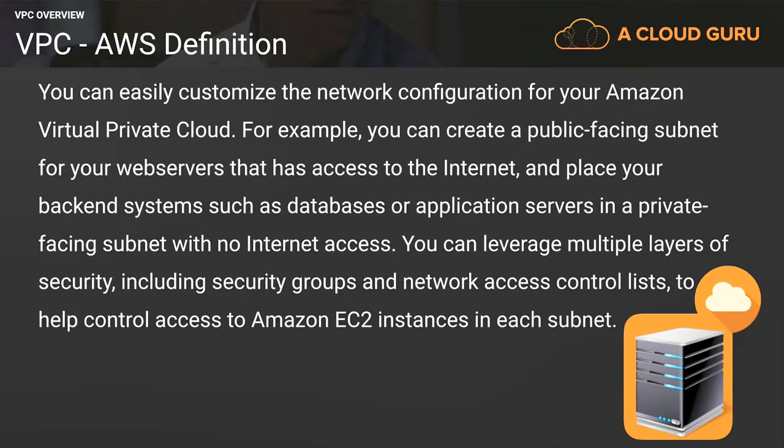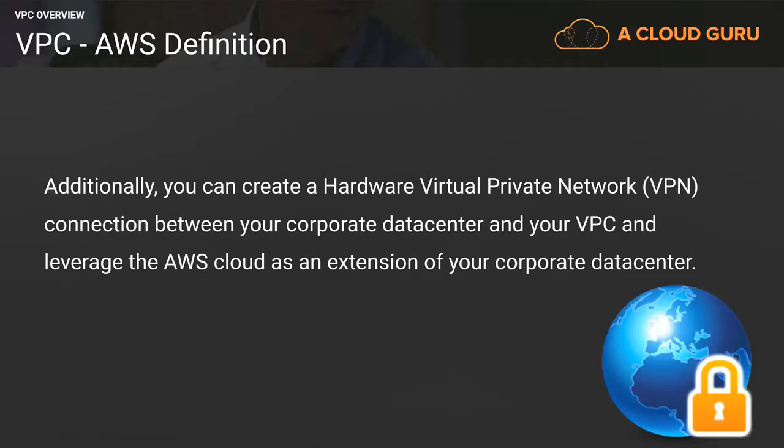You can easily customize the network configuration of your Amazon virtual private cloud. For example, you can create public-facing subnets for your web servers that have access to the internet and place your back-end systems such as your databases or application servers in a private-facing subnet with no internet access. You can leverage multiple layers of security, including security groups and network access control lists, or NACLs as I like to call them, to help control access to Amazon EC2 instances in each subnet. And we'll go through a network diagram in one more slide. Additionally, you can create hardware virtual private network, or VPN, connections between your corporate data centers and your VPC and leverage the AWS cloud as an extension of your corporate data center.